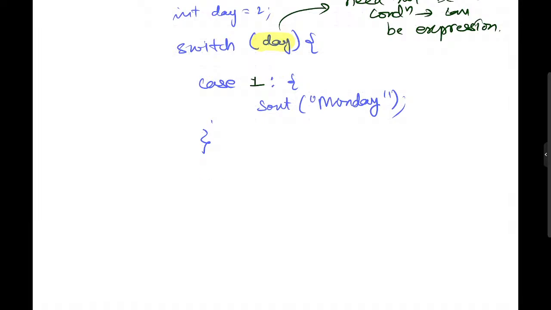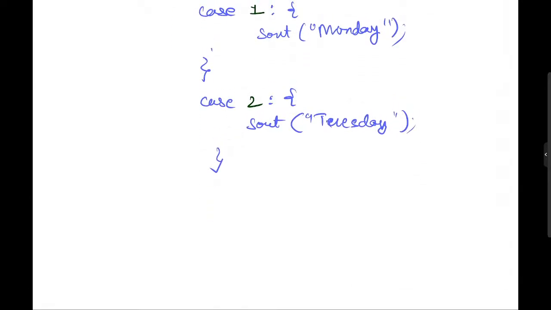In the same way, if I do case 2, I'll write System.out Tuesday. If the day is 2, then it is Tuesday. In the same way, I'm going to close it here. I can also compound the numbers. I can say for case 3, for case 4, and for case 5.